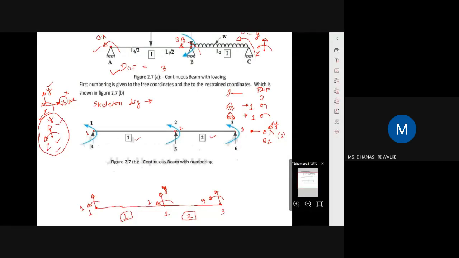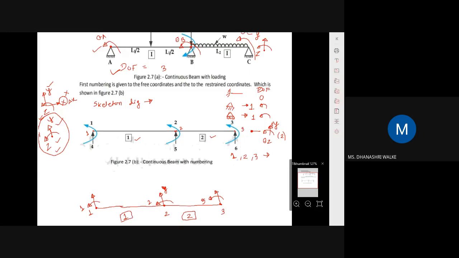So 1 2 3. Okay, so degree of freedom is 3, means 1, 2 and 3 are the freedom codes. These are the freedom codes. Okay, now you have to complete the remaining. So after 1 2 3, where will 4 come? Again you come to the left node. Okay, from left to right.